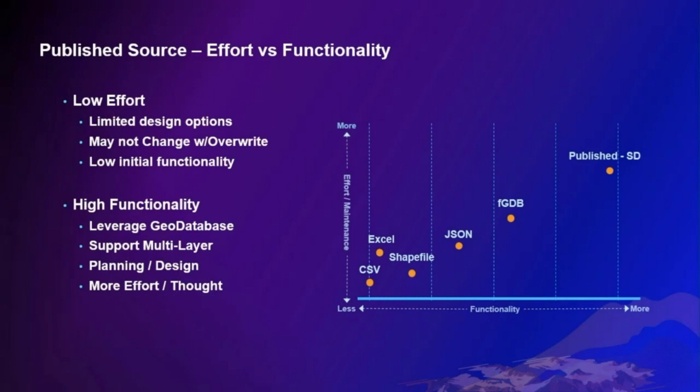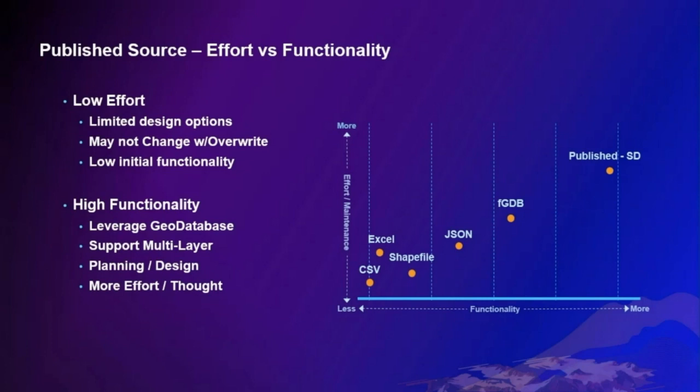So the next step here is thinking about your published source. What is the source of the service that you're creating? Is this coming from flat files like CSV or shapefiles, JSON? Or is it something a little more intelligent where you have more control, like the file geodatabase, or you're publishing from a service definition created by Desktop or Pro?